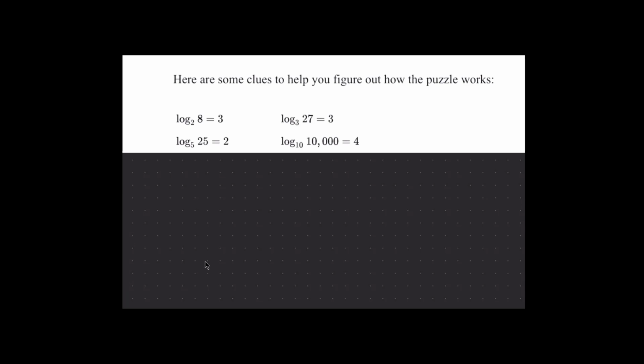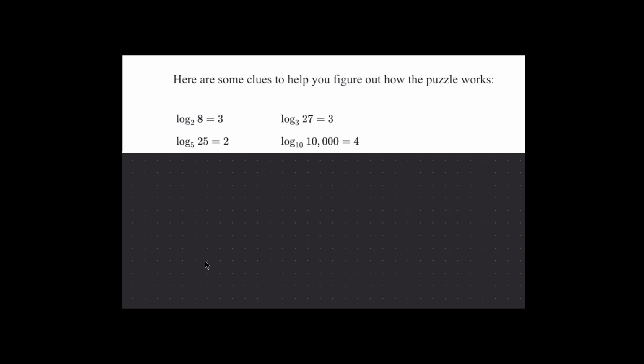Where do all these numbers come from? I kind of get the second one, because 3 to the third would be 27. Yeah. And 5 to the second is 25. Oh. And 10 to the fourth is 10,000. And then 2 to the third is 8.